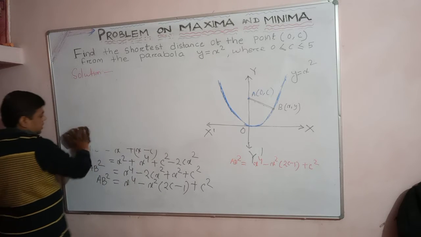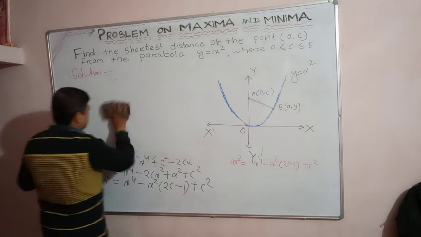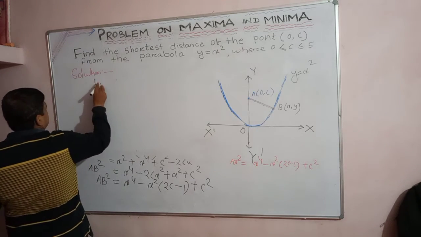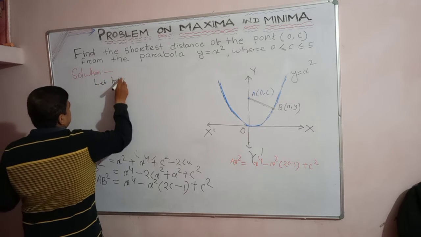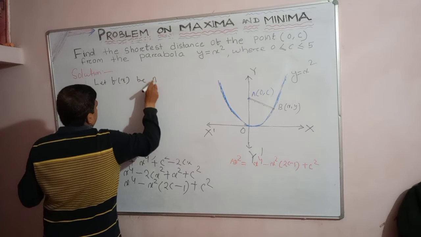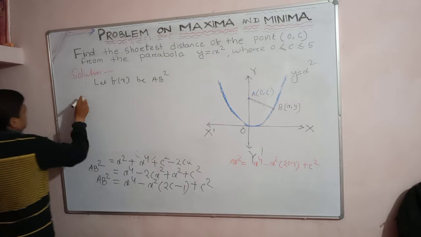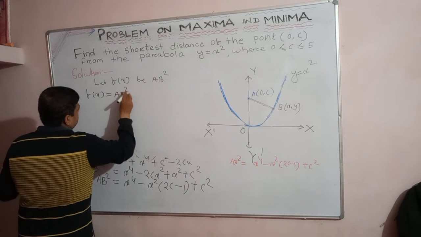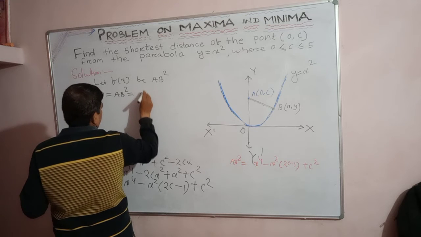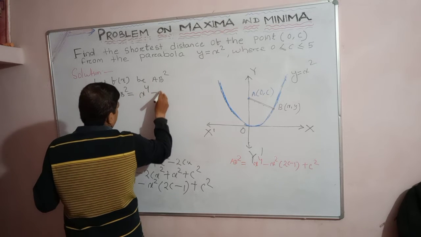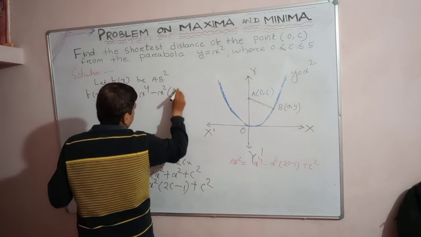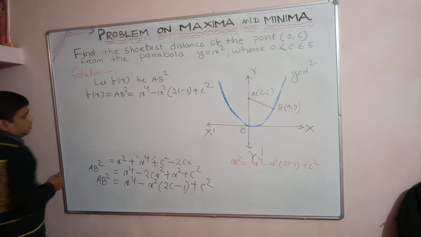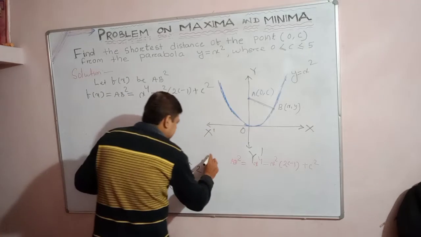So we have to find the shortest distance. Let the function f(x) be AB square. So f(x) is equal to AB square, which is equal to (x to the power 4 minus x square) whole into (2c minus 1) plus c square. This is the function f(x). You got it?